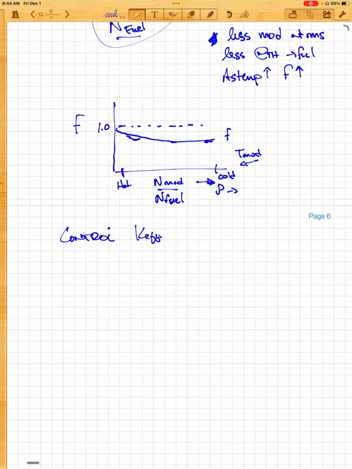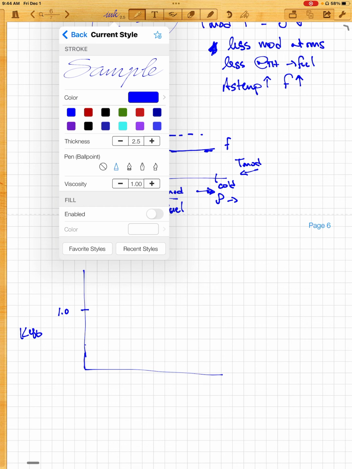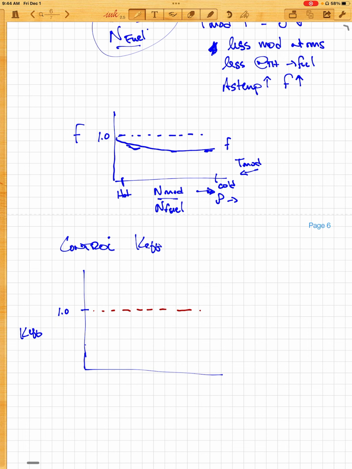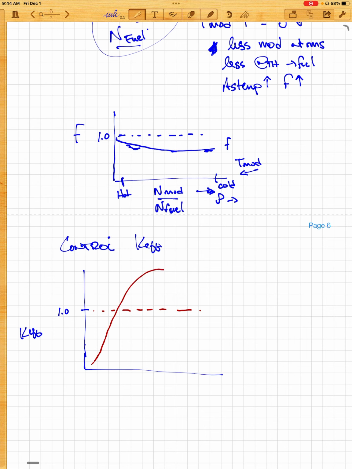Okay. So K effective, if you do a graph of it, it's going to look like this. K effective, the 6-factor formula, right? And 1.0, as we all know, is going to mean critical. So let's go down here. That's the critical line. The K effective is going to look a little bit like this. All right, there's K effective.